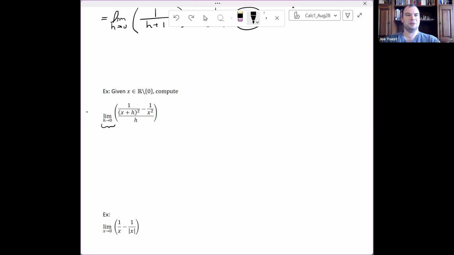And I kind of know what my strategy is. My strategy is to do some algebra to try to get a factor of h in the numerator, a factor of h in the denominator that I can cancel, I can divide out. And then hopefully get a rational expression where I've gotten rid of that issue with the domain. And then I can plug in h equals 0. So that's my goal. Let's see if we can do that.